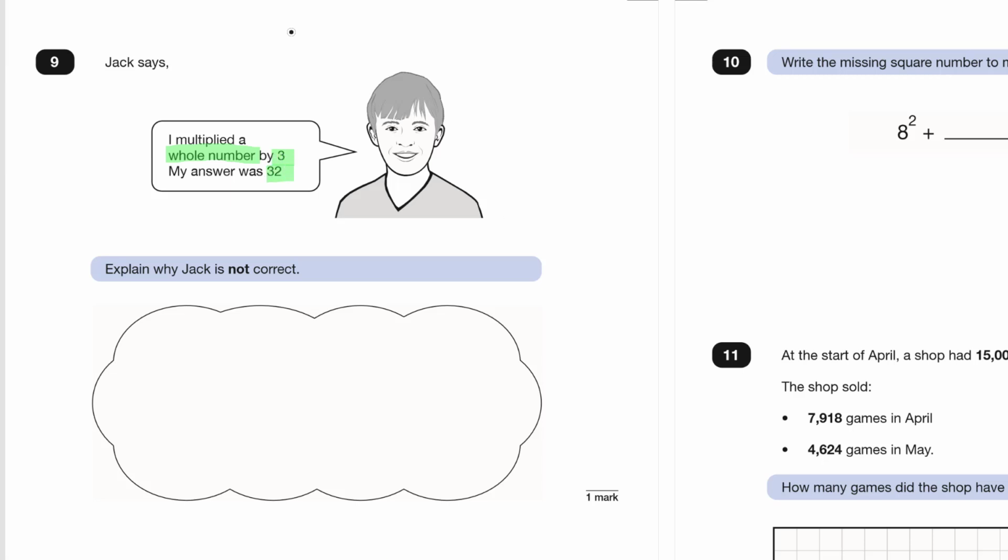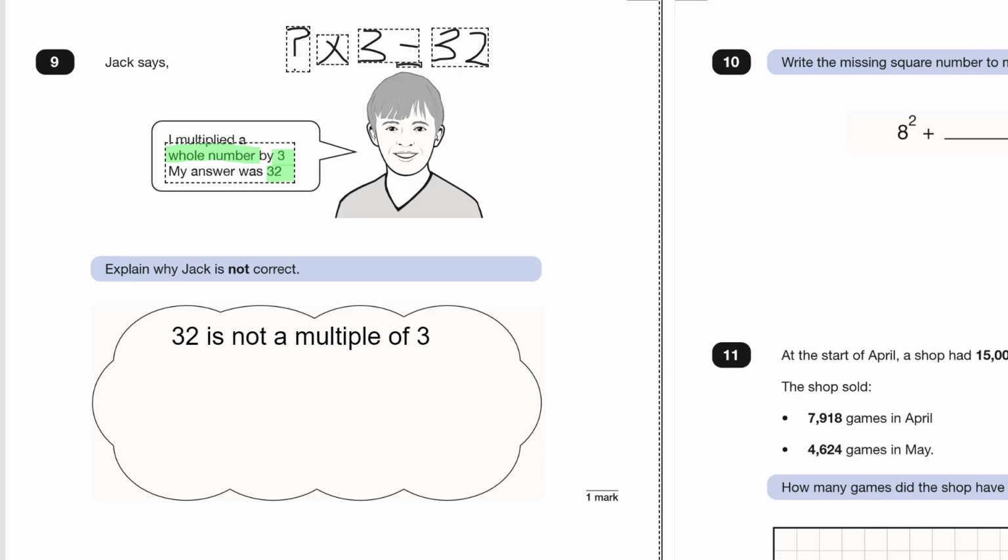So what Jack was saying is that he had a mystery number, he times it by 3, and his answer was 32. Now, if we use a check calculation, we know we're using the 3 times tables. What multiplied by 3 makes 32? Is 32 in the 3 times table? Well, we know it's not, because 10 times 3 is 30 and 11 times 3 is 33. Therefore, the number cannot be a whole number. Okay, so we could say something along the lines of 32 is not a multiple of 3.